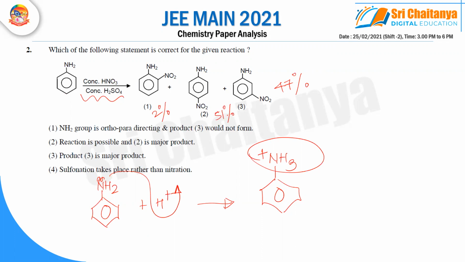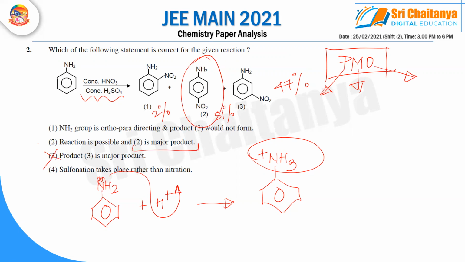So I give you a trick. You just remember PMO, right? Because this has been repeated, so chances are that it can be asked again. PMO means Prime Minister's Office. That's the most powerful office in the country. So P stands for para, M stands for meta, and O stands for ortho. So para is the major one, and then we have meta and ortho. So which is the major product here? Para is the major product. So product number 3 is the major product. No, it's not correct. Reaction is possible, and 2 is the major product. Yes, it is correct.